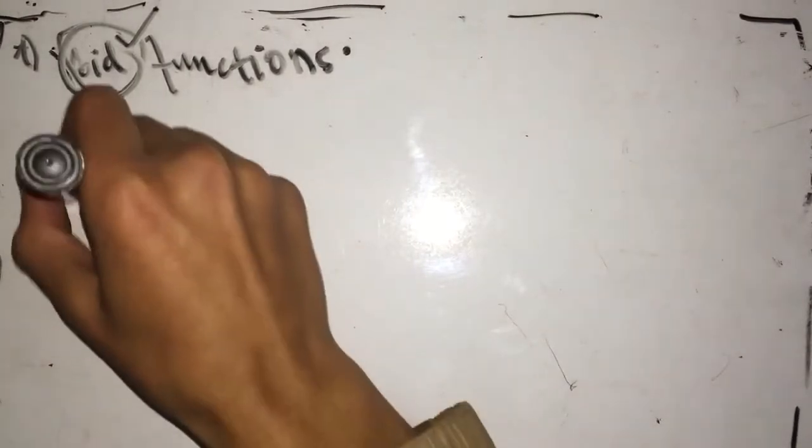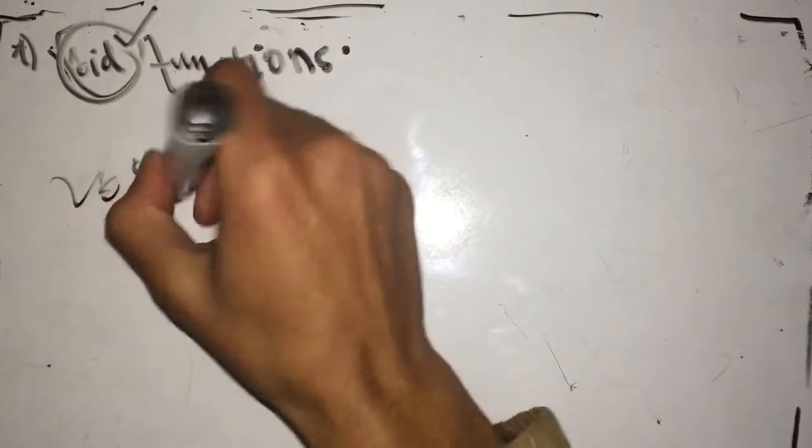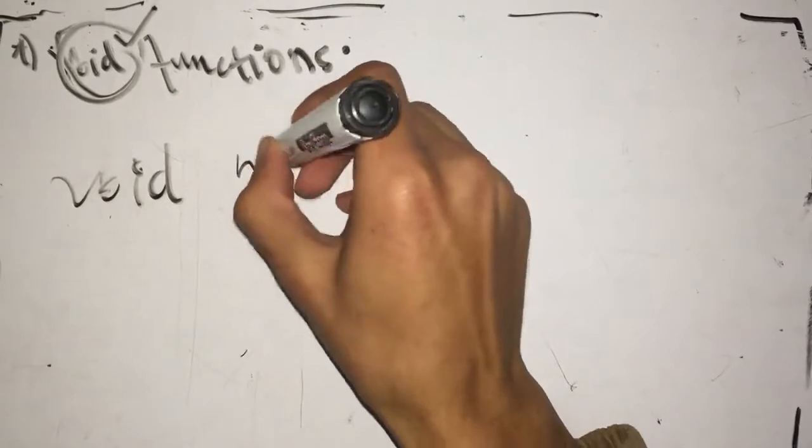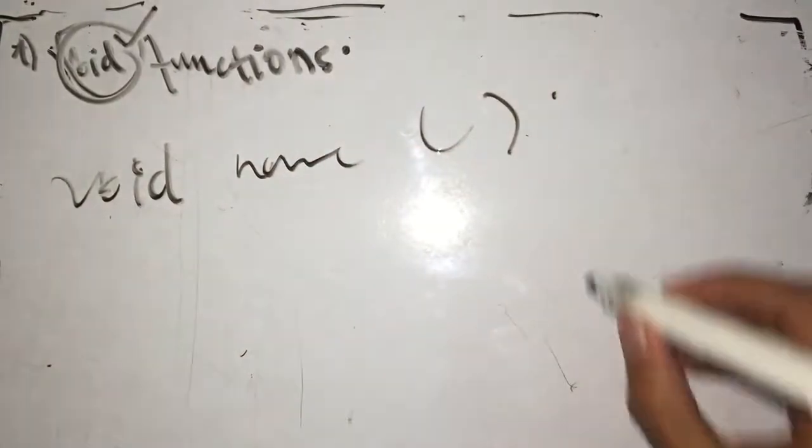And the function prototype is the same. For the function prototype, you write the same heading of the function: void, then the function name, and again the parameters.